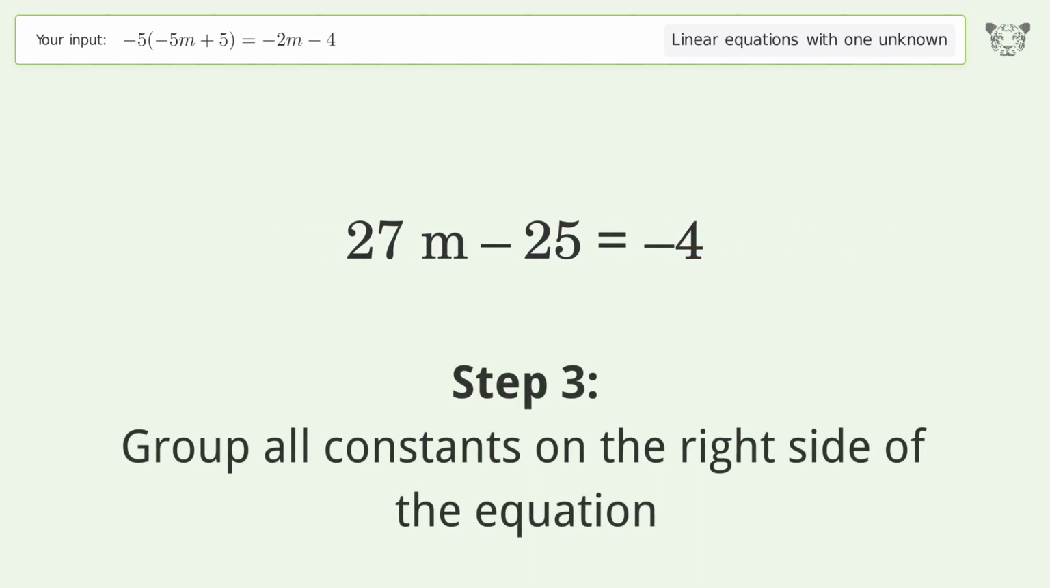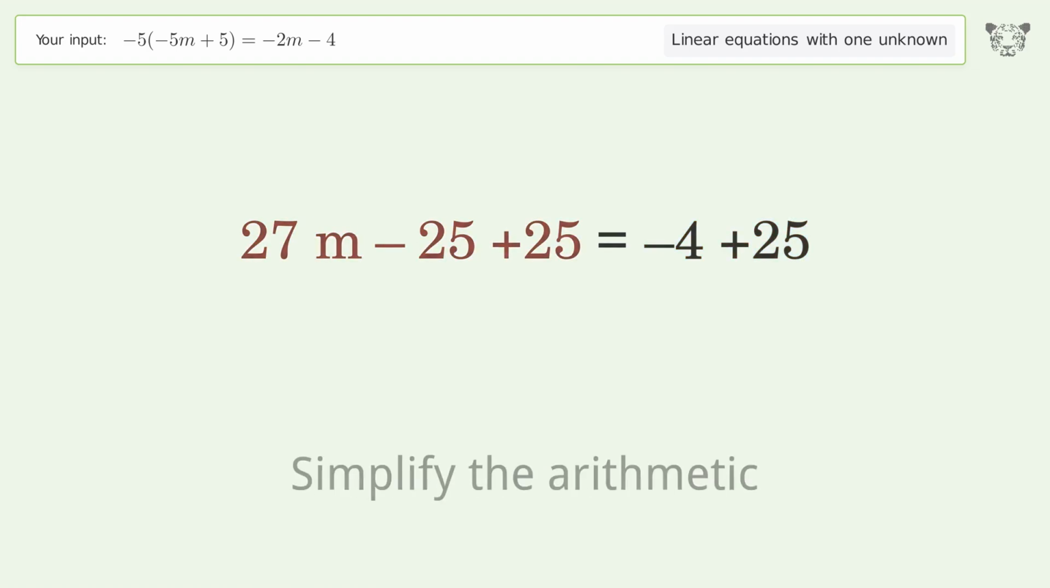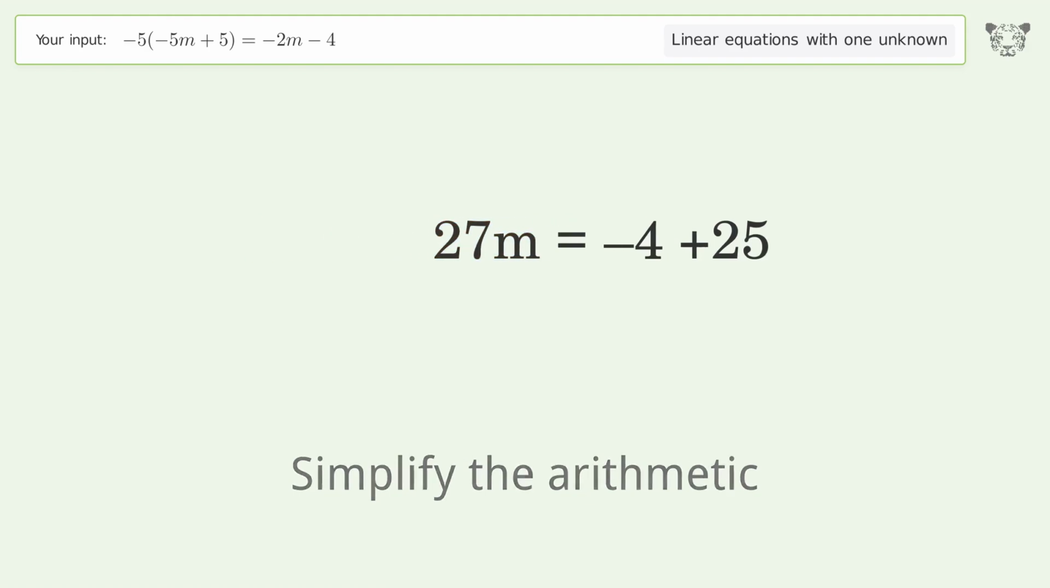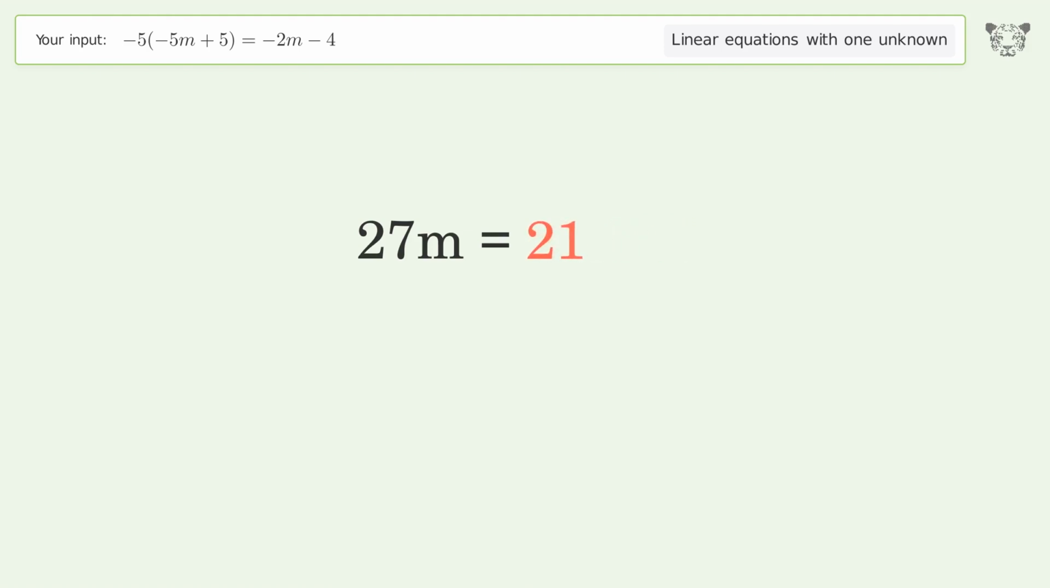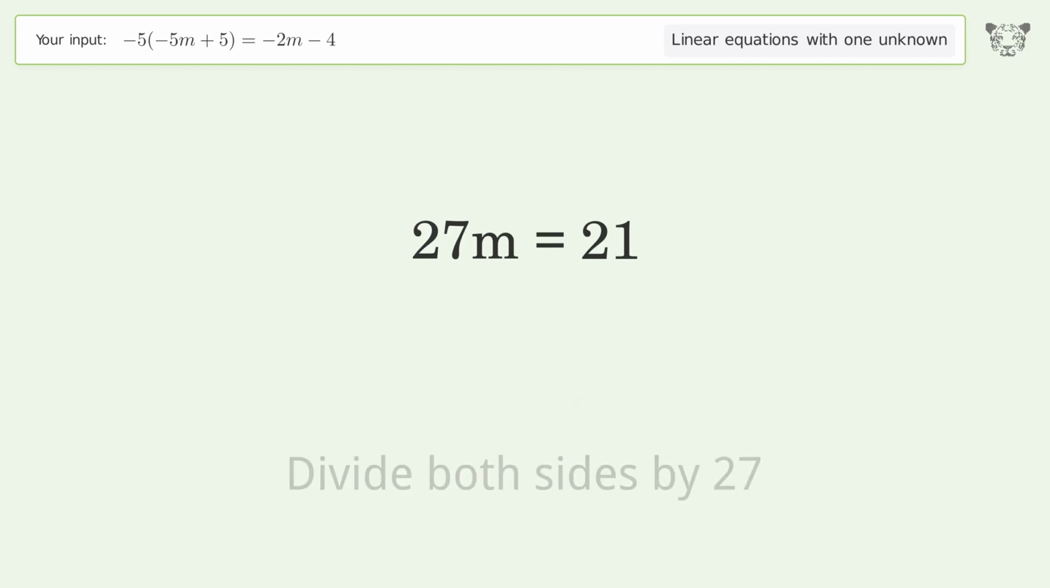Group all constants on the right side of the equation. Add 25 to both sides. Simplify the arithmetic. Isolate the m. Divide both sides by 27.